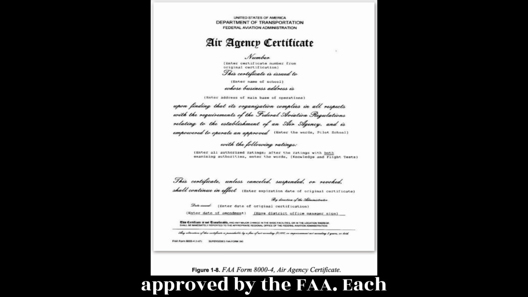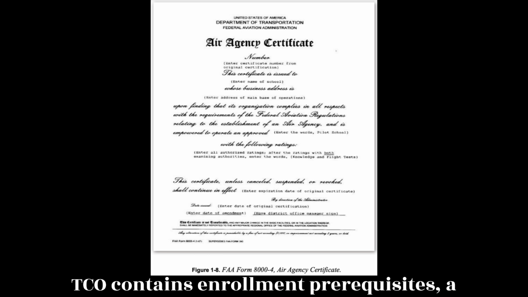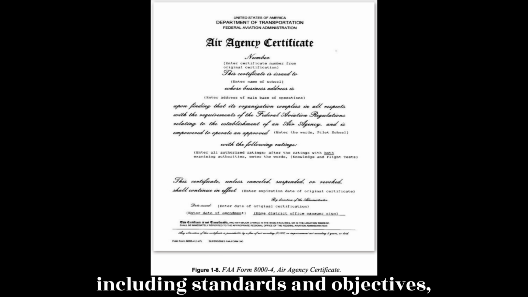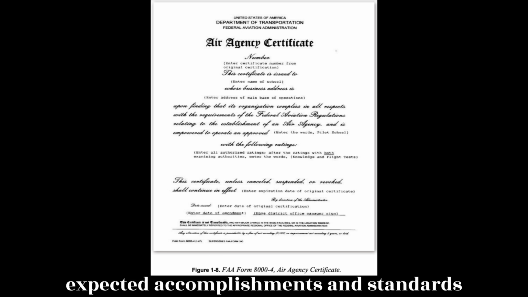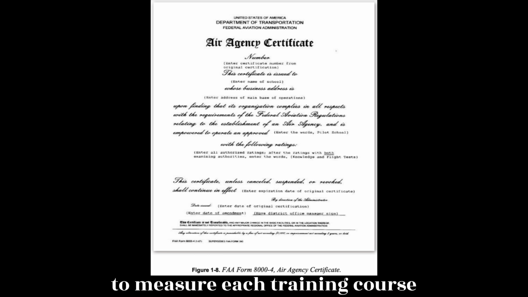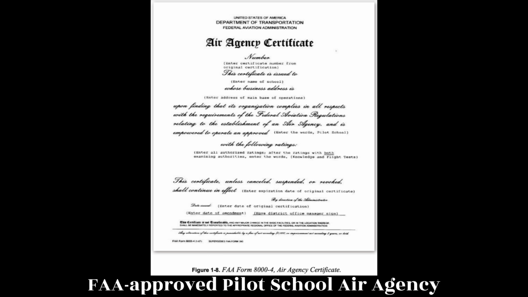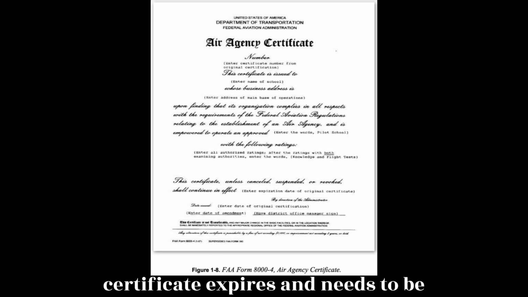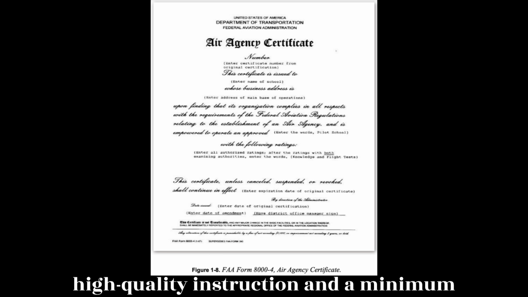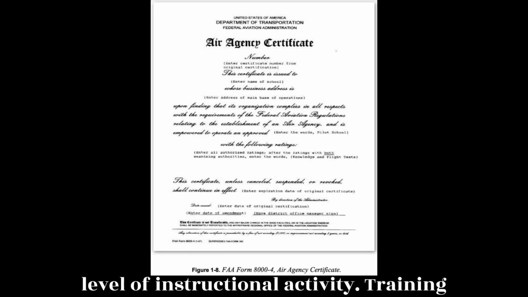Approved by the FAA, each TCO contains enrollment prerequisites, a detailed description of each lesson including standards and objectives, expected accomplishments and standards for each stage of training, and a description of the checks and tests used to measure each training course enrollee's accomplishments. An FAA-approved pilot school air agency certificate expires and needs to be renewed every 2 years. Renewal is contingent upon proof of continued high-quality instruction and a minimum level of instructional activity.